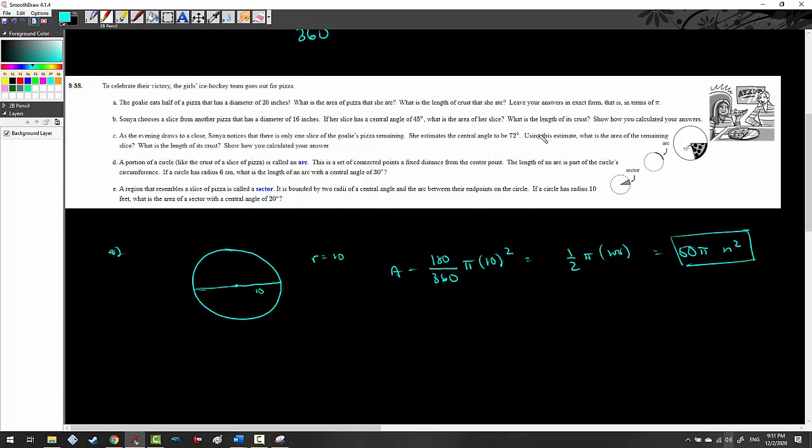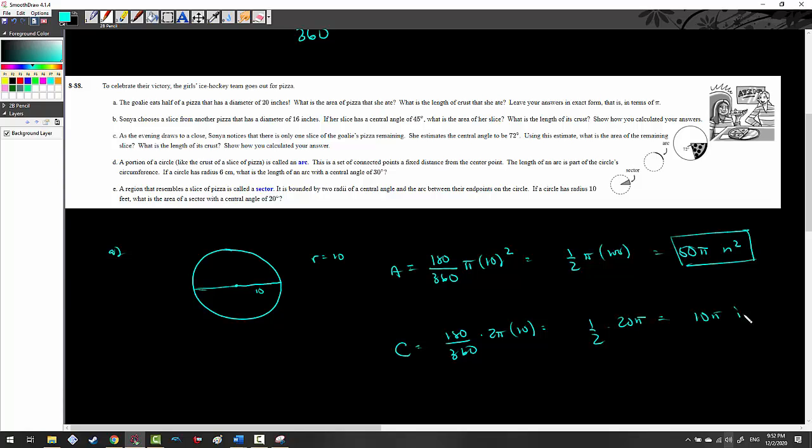And then the length of the crust that she ate, well, the crust is the perimeter of the pizza, right? And hopefully it's thin crust because Chicago deep dish is nasty. So from here, the circumference is going to be, again, she ate half of the crust. So that's going to be 180 over 360. Again, 180 degrees eaten of the 360 degrees. But this time it's going to be multiplied by 2 pi times r, which is 10. So that's going to be 1/2 times 20 pi, which is going to be 10 pi.